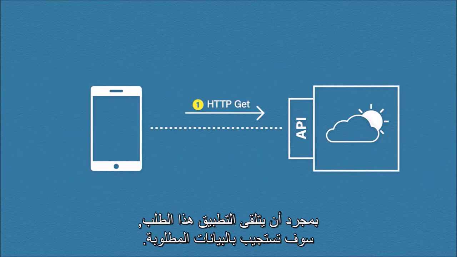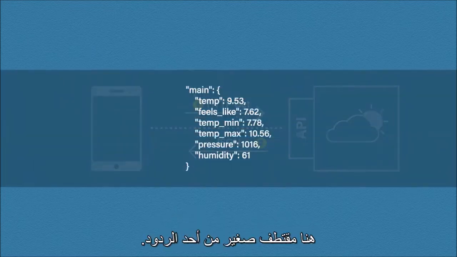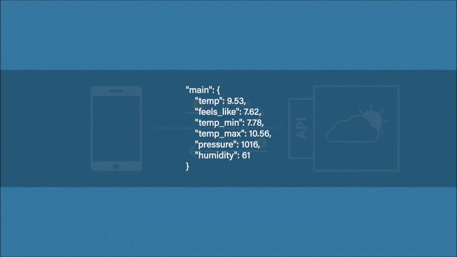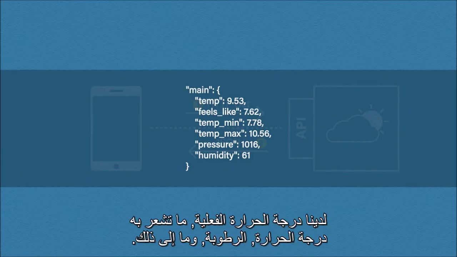Once the application receives this request, it will respond with the requested data. Here is a small snippet of one of the responses. This is in JSON format, which is something we'll look at closer in another video. We can see different names and values here. We get the actual temp, what the temp feels like, humidity, etc.